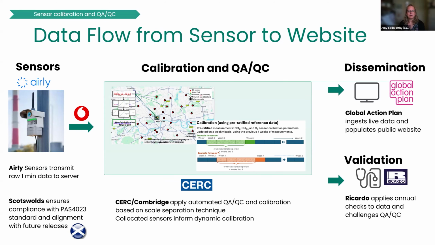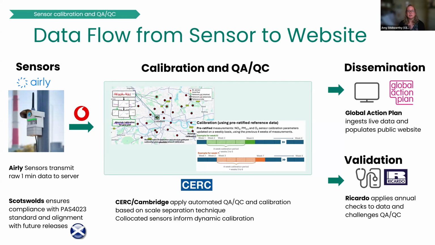So before I talk about the calibration regime and show you some data, just a few words on how data flows behind the scenes. Jim at Scotswells is ensuring the installation of the early sensors is compliant with the PAS. That's PAS 4023, the publicly available standard on installation and operation of small sensor networks, which was published at the end of 2023.